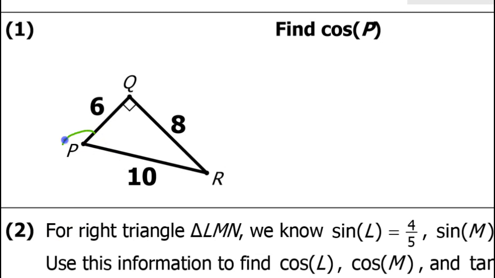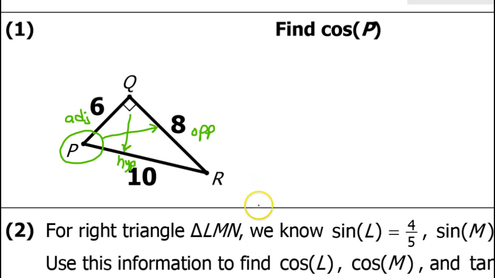So we're talking about angle P, so I'm definitely going to circle angle P. When we label the sides, we always want to start with the hypotenuse, and the hypotenuse is always across from the 90-degree angle. Now, across from the angle, you will find the opposite leg, so that makes 8 the opposite leg. Right next to the angle is the adjacent leg. So now we've labeled the sides.